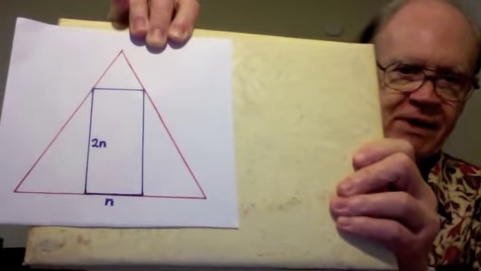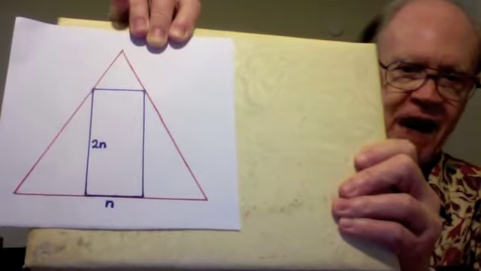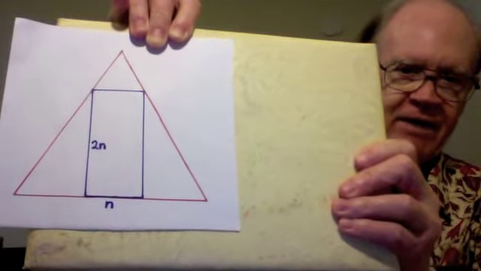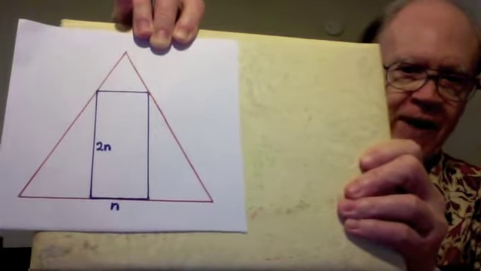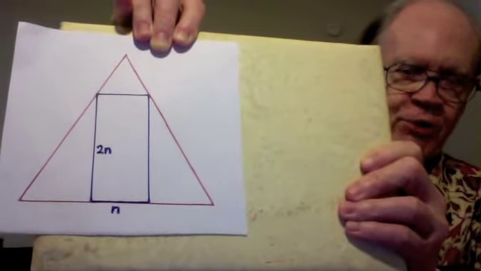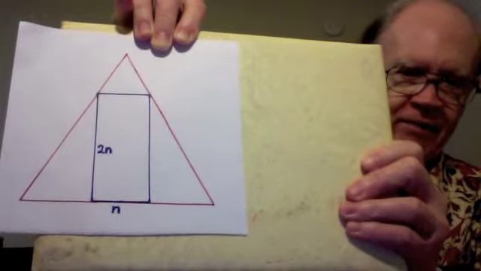What is the length of one side of the triangle in terms of n, and what is the ratio of the rectangle's area to the entire area of the triangle?